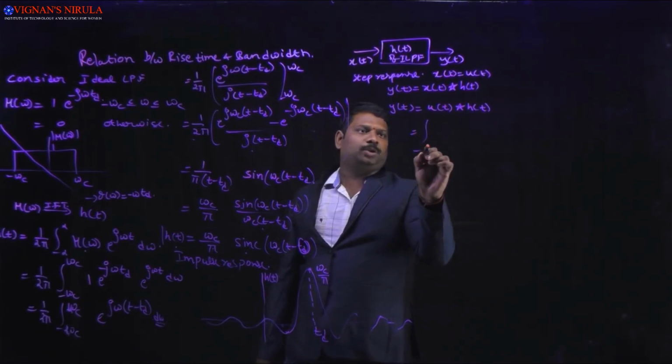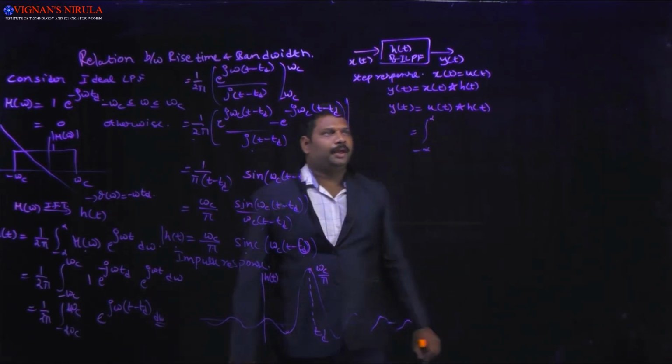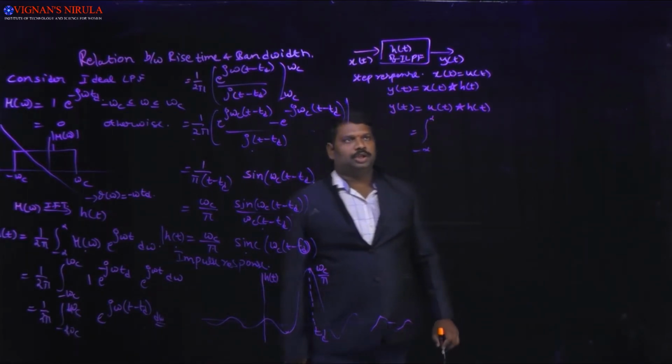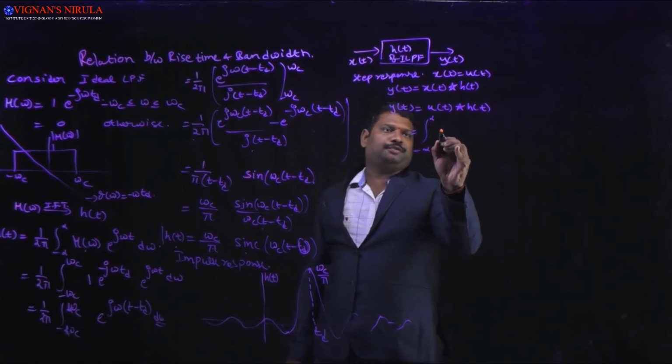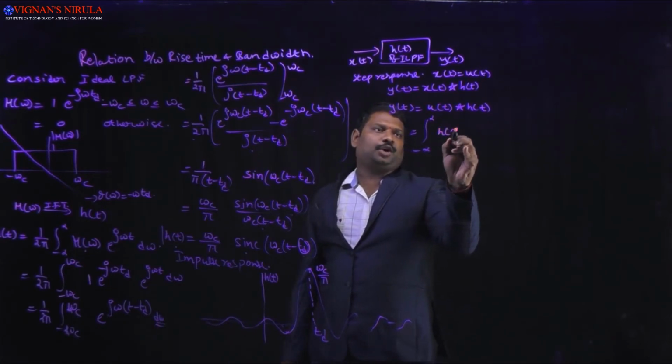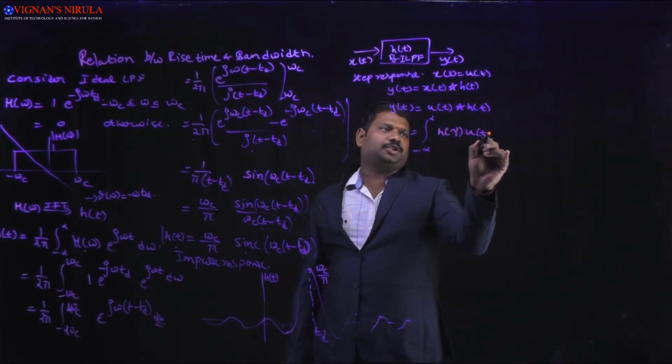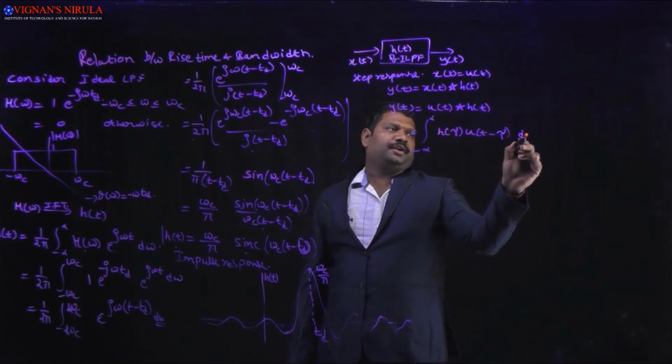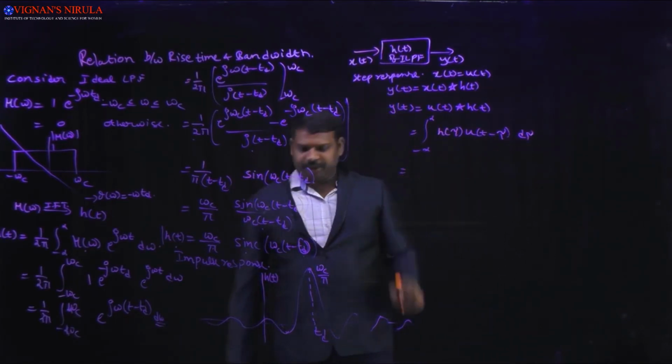Then it is equal to the integral from minus infinity to infinity. Take the convolution form, that is h of tau, u of (t minus tau), d tau. What is h of tau?